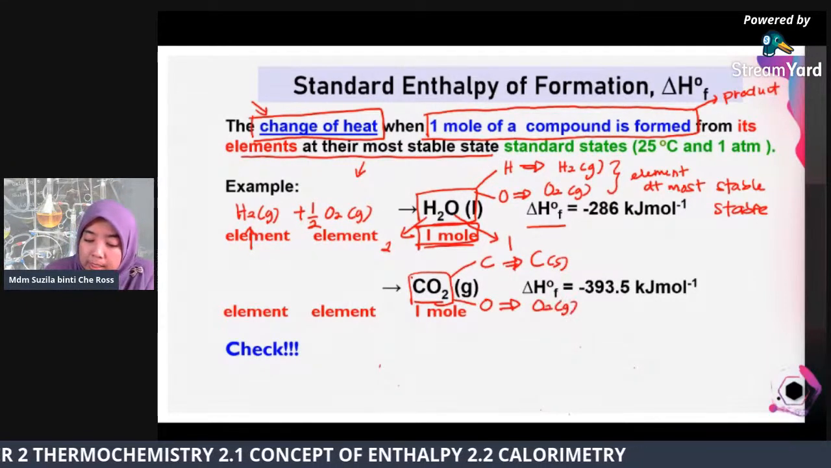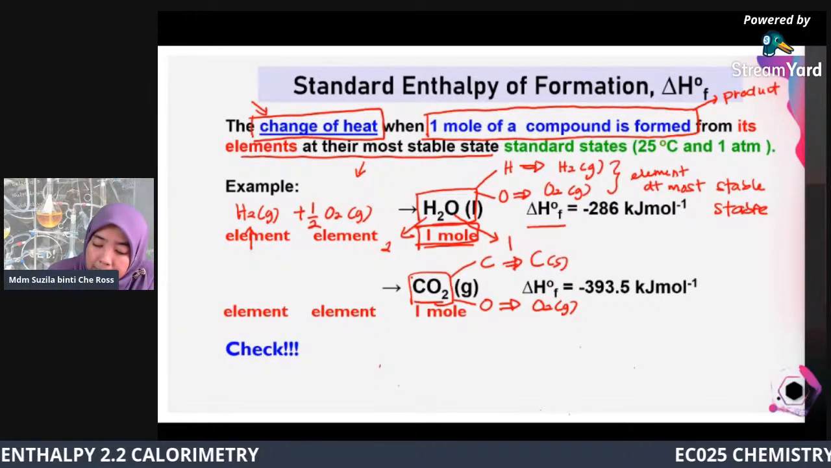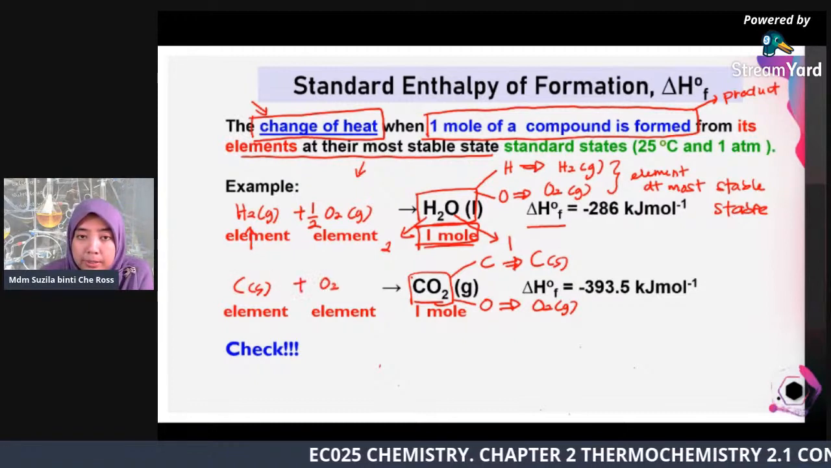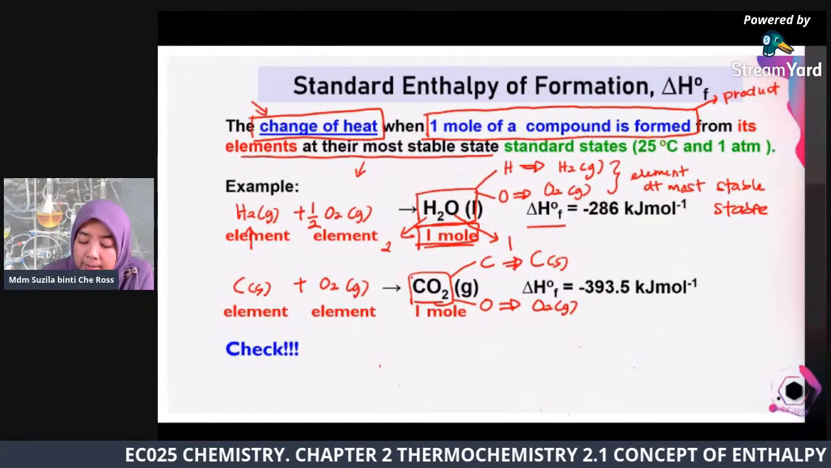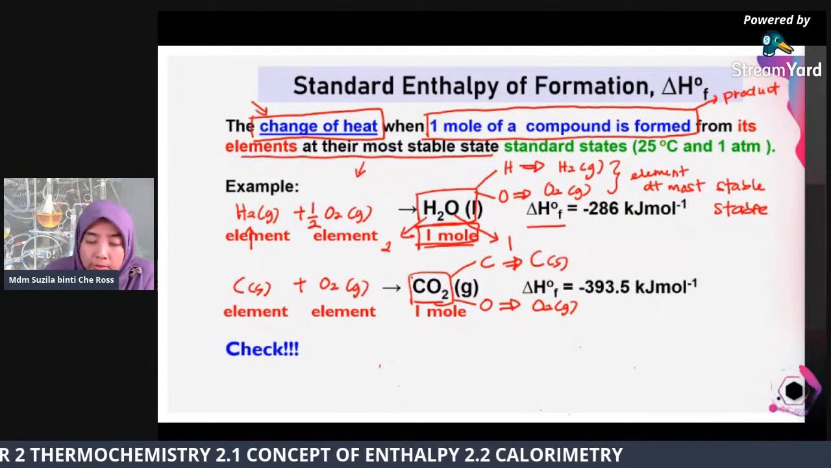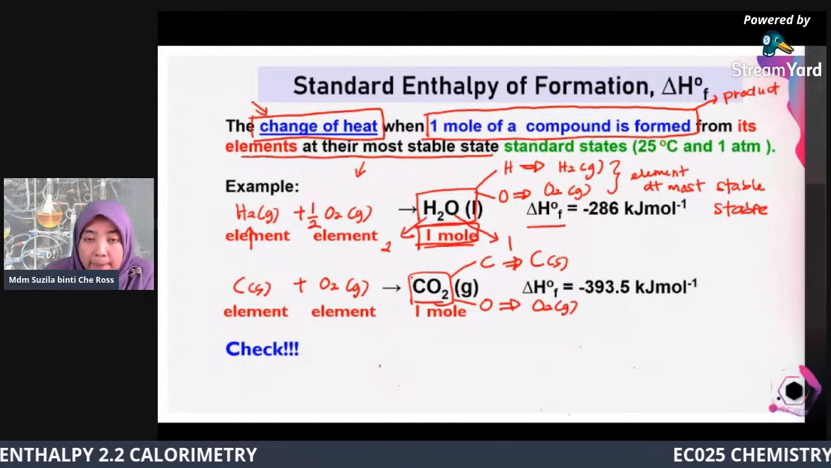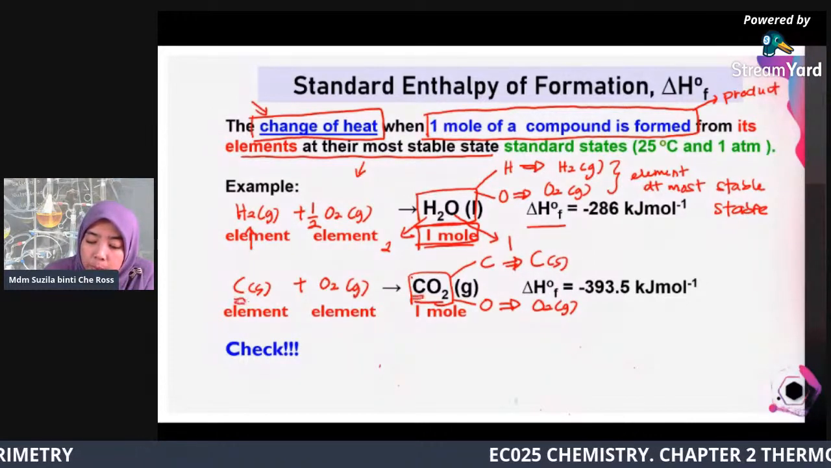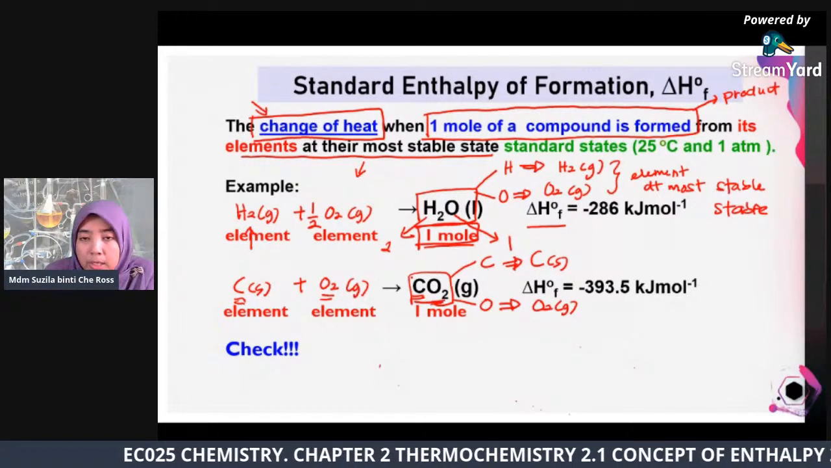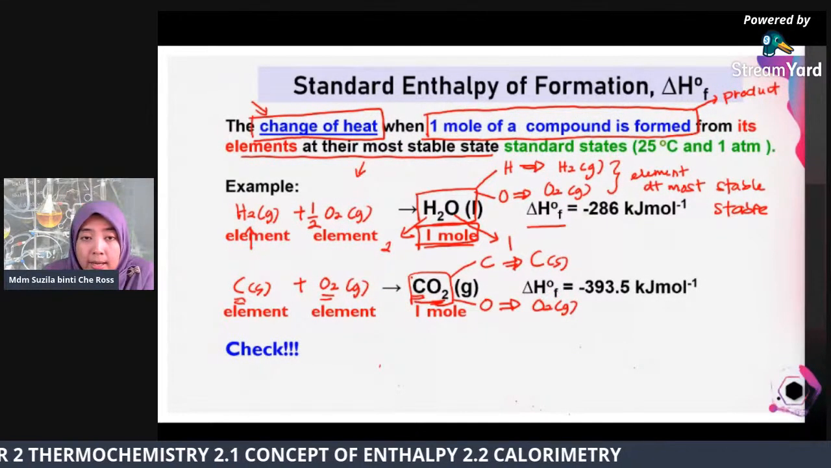Okay, and then we write down on the reactant side, carbon solid plus oxygen gas. And then we check whether the equation is balanced or not. Check for carbon. Carbon, reactant 1, product 1. Okay, balanced. Oxygen, reactant 2, product also 2. So for delta H formation of carbon dioxide here, the equation given is balanced.